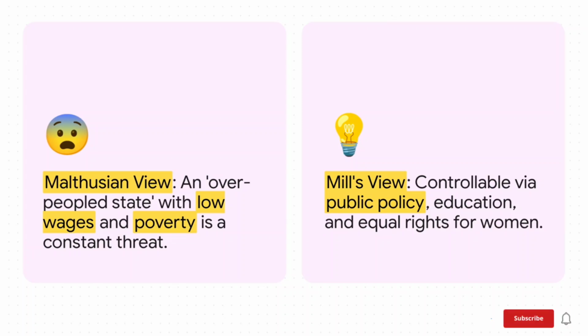He wasn't a doomer. He argued that, hey, we can actually control population growth. How? Through things like public policy, education, and, get this, for his time this was radical, women's rights. He believed that empowering people, especially women, would naturally lead to better choices and higher living standards.